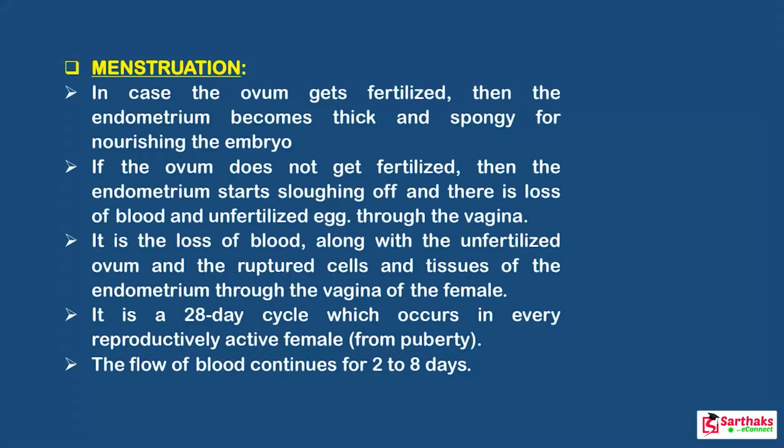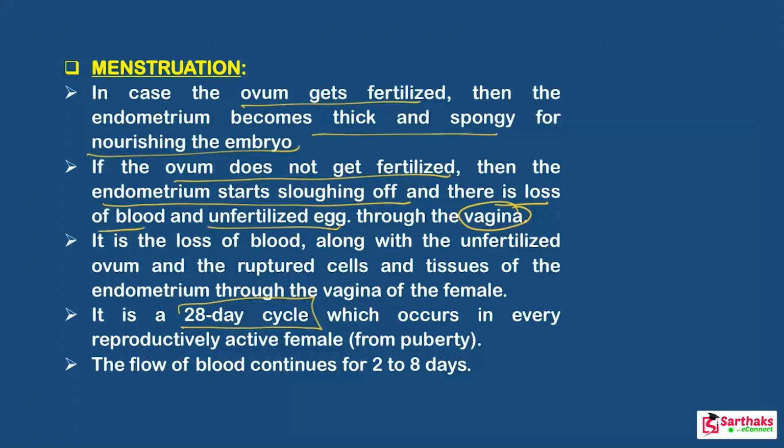So here everything is given in the slide. What I told you is that in case the ovum gets fertilized, then the endometrium becomes thick and spongy just for nourishing the embryo. But what will happen if the ovum does not get fertilized? In that case, the endometrium starts sloughing off, and there is loss of blood and the unfertilized egg through the vagina, along with the ruptured cells and tissues of the endometrium. Got it? So it is a 28 days cycle which occurs in every reproductively active female from puberty. The flow of blood is just for 2 to 8 days.